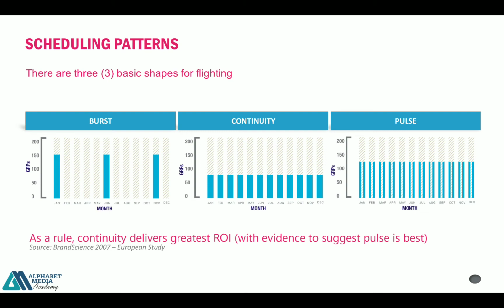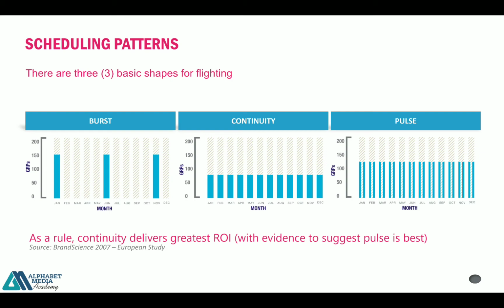Let's move on to scheduling patterns, if we may. There are 3 basic flighting shapes. Now, there are so many names people could give it, but essentially it falls into these 3 buckets. You could either be doing a burst strategy where you are heavy for a month and then you go off for a couple of months and then you're back heavy with a bang and you're off for a couple of months, and that's a burst strategy.